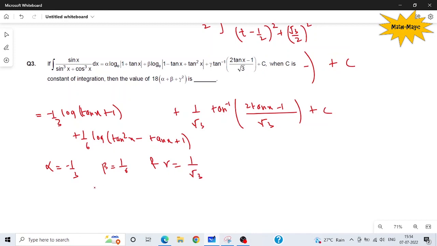Okay, and we want to find the value of the expression 18 times (alpha plus beta plus gamma) square. Okay, so now this is equal to 18 times, minus 1 by 3 plus 1 by 6 plus 1 by 3. So the answer turns out to be 3. So this is the answer.